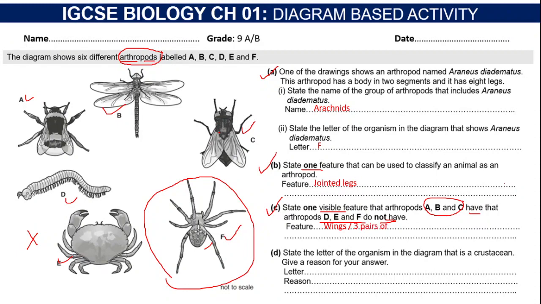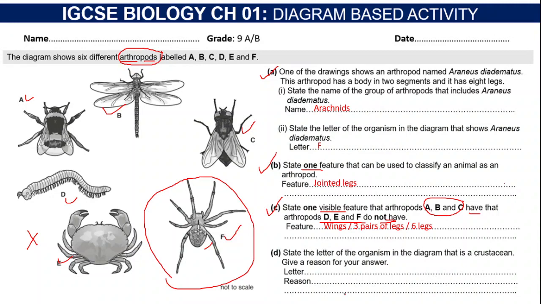So we have to write one feature only. Otherwise you can write they have three pairs of legs. And D, E, and F have a variation. D has more than 10, E has 5 pairs of legs, and F has 4 pairs of legs. So you can write either wings or legs: 3 pairs of legs or 6 legs.